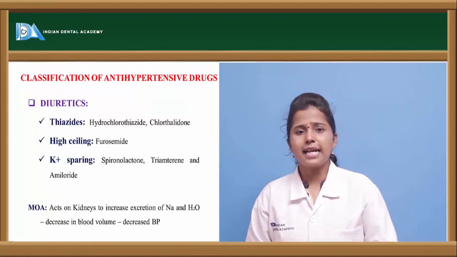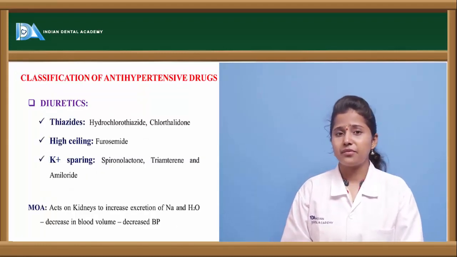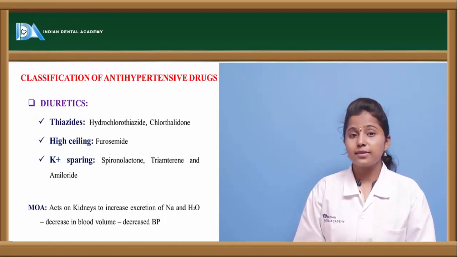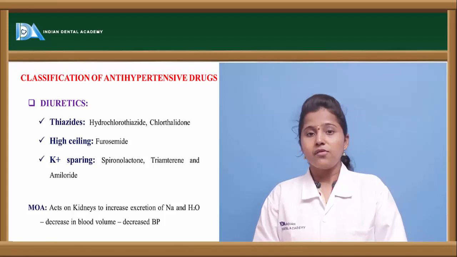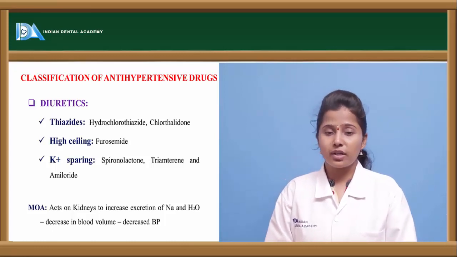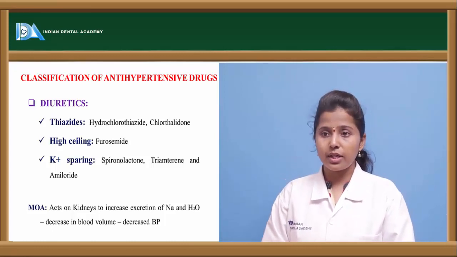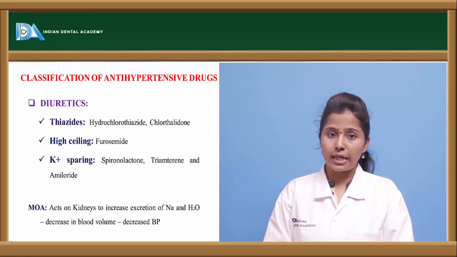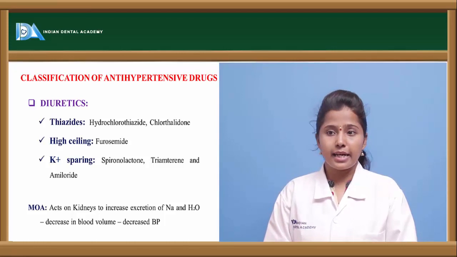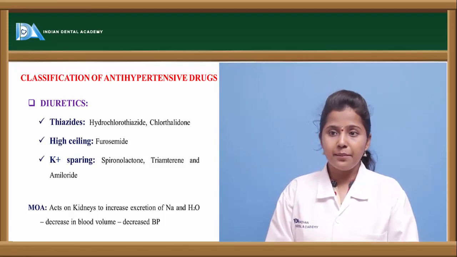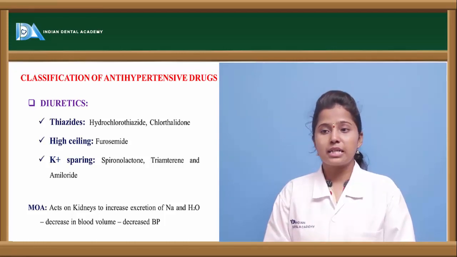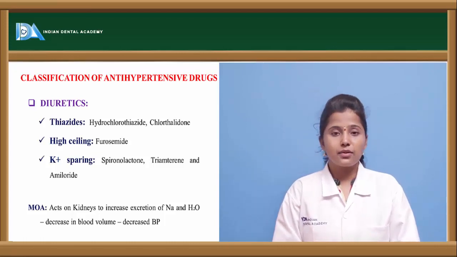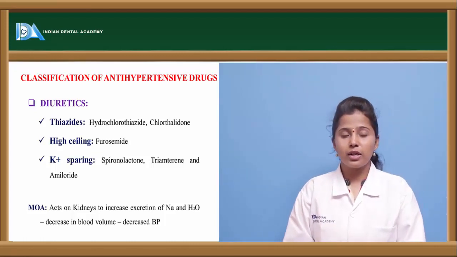Now, let us see the classification of antihypertensive drugs. First class of drugs includes diuretics. Diuretics are the drugs which act on the renal system. The first category in diuretics is thiazide diuretics, which include hydrochlorothiazide and chlorothiazide, and high ceiling diuretics like furosemide, and potassium sparing diuretics like spironolactone and amiloride. These are the classes of drugs included under diuretics.